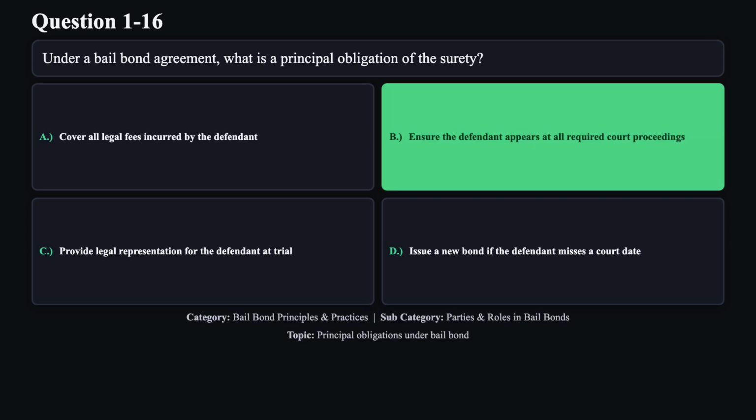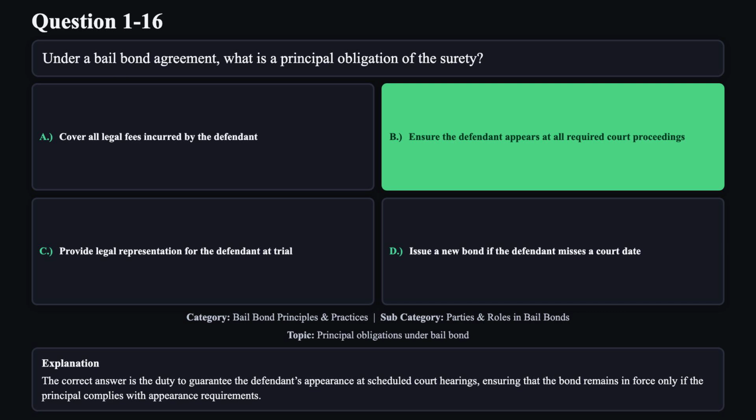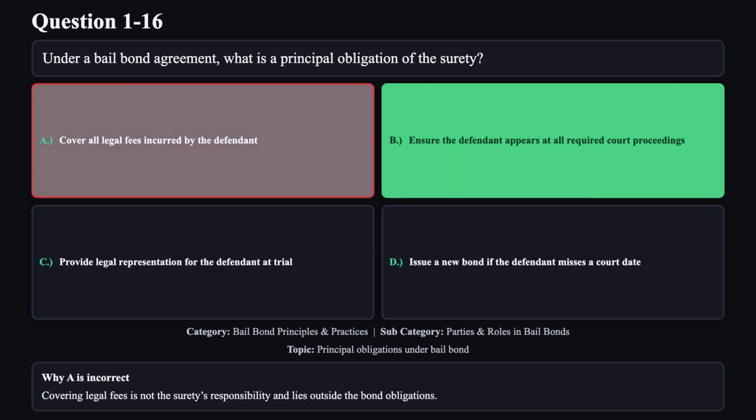The correct answer is B. The correct answer is the duty to guarantee the defendant's appearance at scheduled court hearings, ensuring that the bond remains in force only if the principal complies with appearance requirements. Reason A is not correct. Covering legal fees is not the surety's responsibility and lies outside the bond obligations.